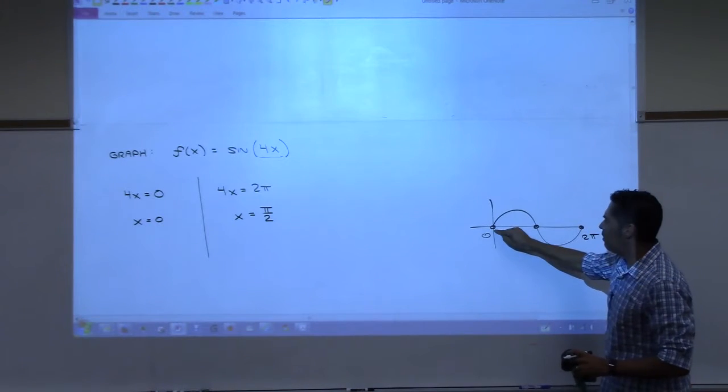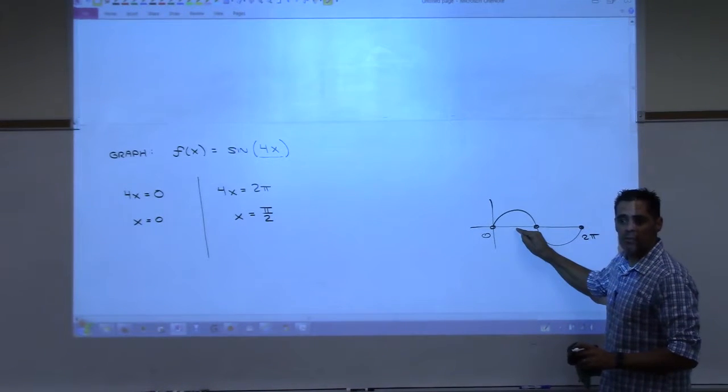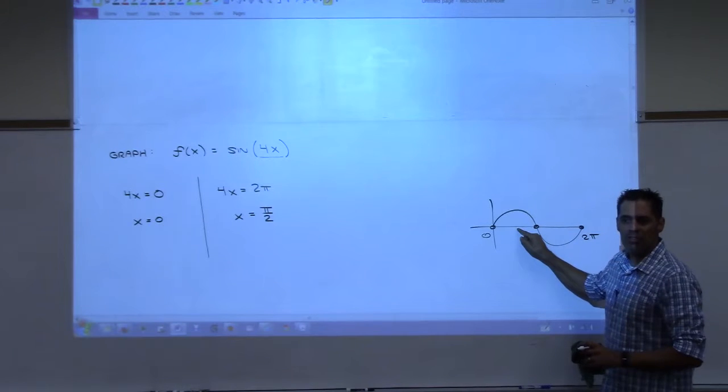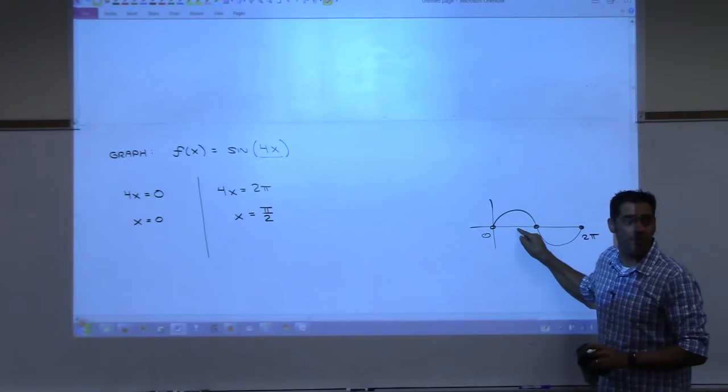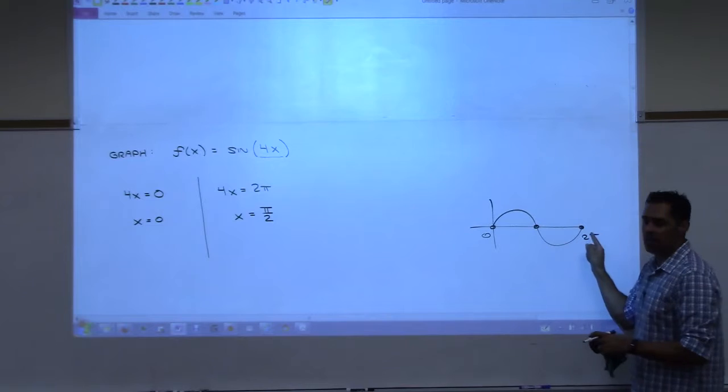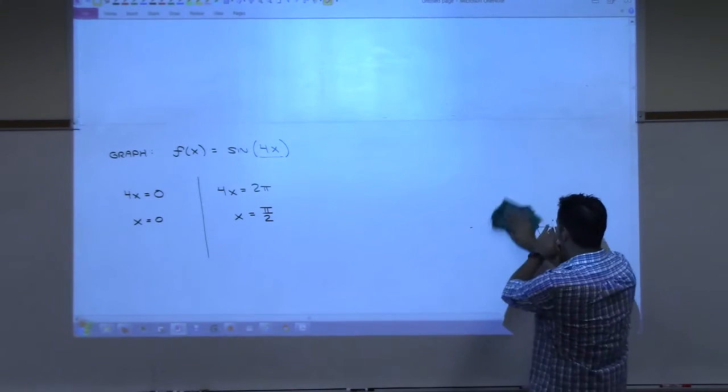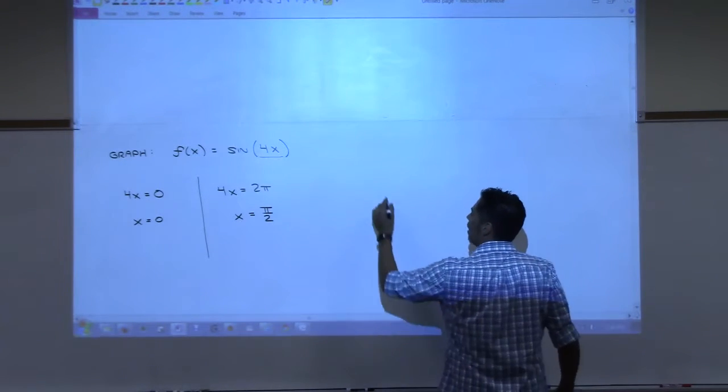So that means that my graph has got to look different than this, because when I plug in 0, I'm at 0, but when I plug in pi over 2, which is right here, I should be at the end of the sine function. I should be at the tail end of it. So this was just for reference. Now I'm ready to start trying to graph.